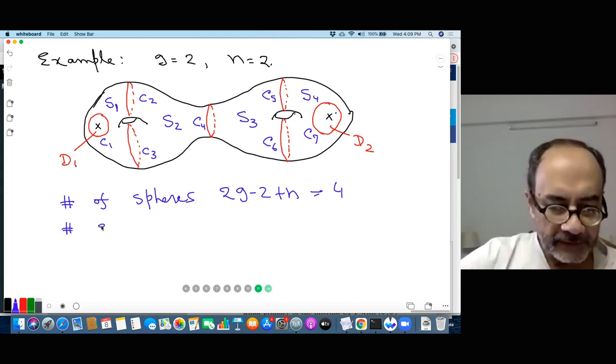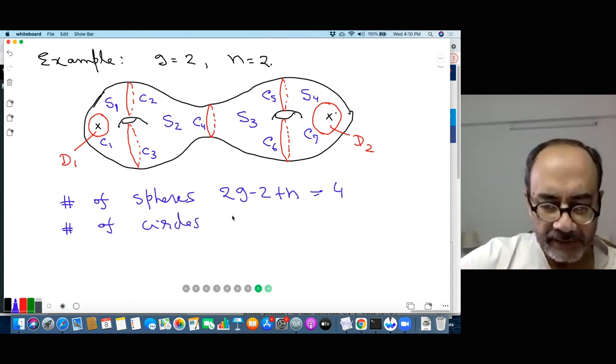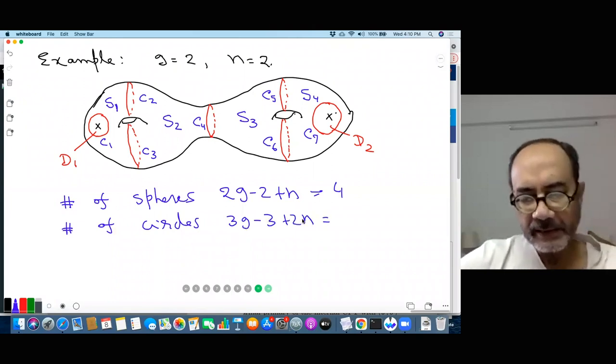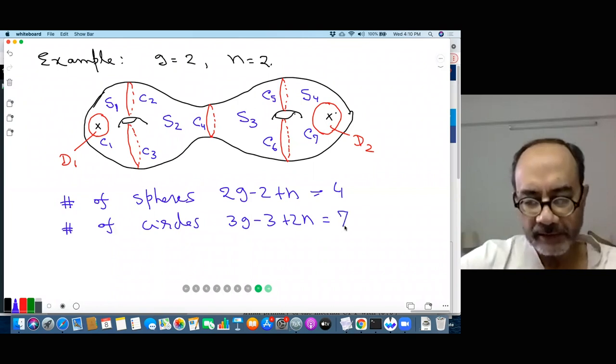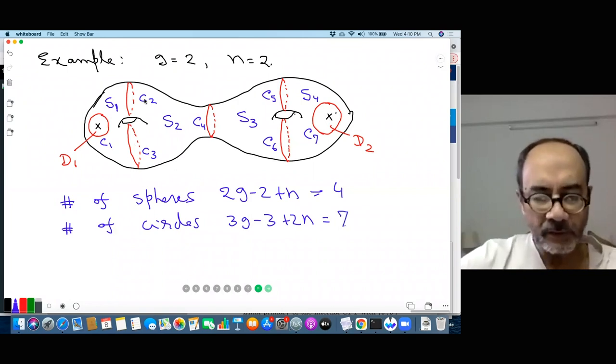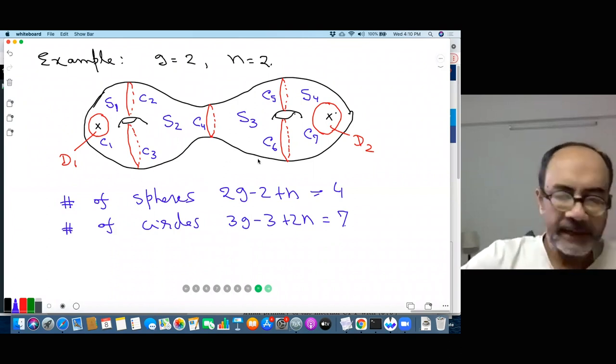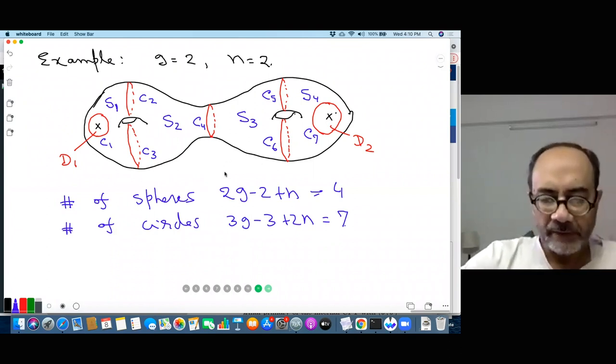And the number of circles is 3G minus 3 plus 2N. So that's 6 minus 3 is 3, and 2N is 4, so that's 7. And indeed, we can see there are seven circles: 1, 2, 3, 4, 5, 6, 7. So this is just an example, but this is generally true. You can convince yourself that any genus G Riemann surface with n punctures can be divided into disks and spheres, separated by these many circles.